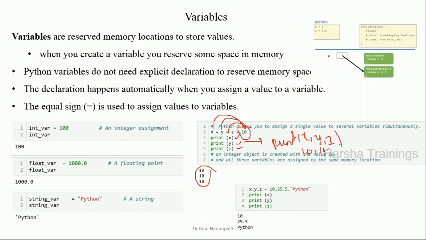Is it okay? Now, another beautiful concept which is only available in Python is that I can assign multiple values to multiple variables. Here 10 is an integer, I'm assigning to X. 25.5 is a float, I'm assigning to Y, and Python is a string, I'm assigning to Z. If I print X, I will get 10. If I print Y, I will get 25.5. If I print Z, I will get Python.